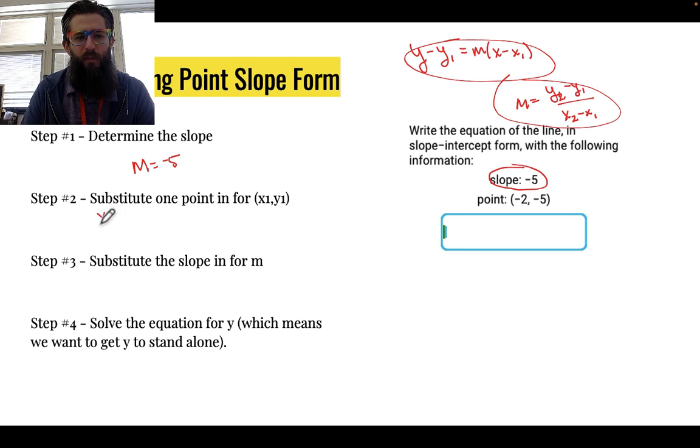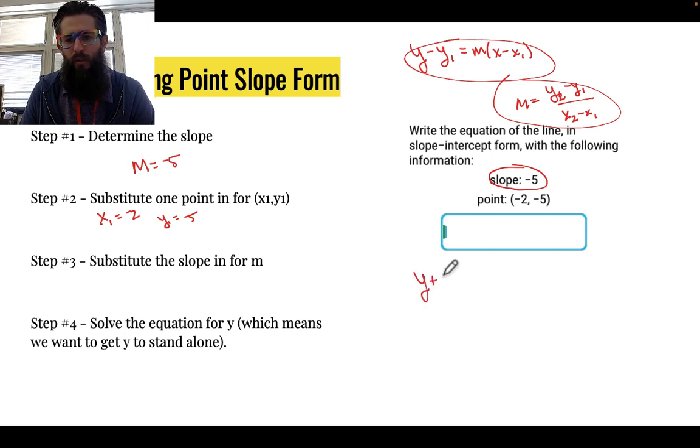Now before we can substitute x1, we need to define it. In this case, it's going to be negative 2. y1 is negative 5. And since these are negative values, we're going to change the operation to addition, because y minus a negative 5 ends up being y plus 5. We're going to have a slope of negative 5, and then it's going to be x plus 2, because x minus a negative 2 ends up becoming x plus 2.